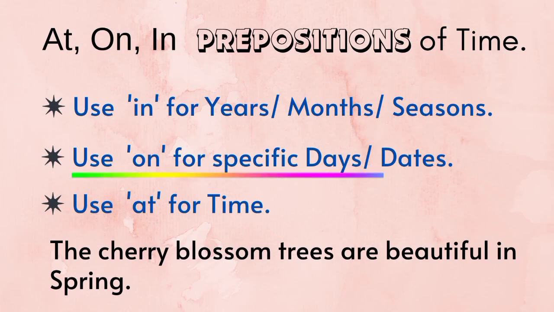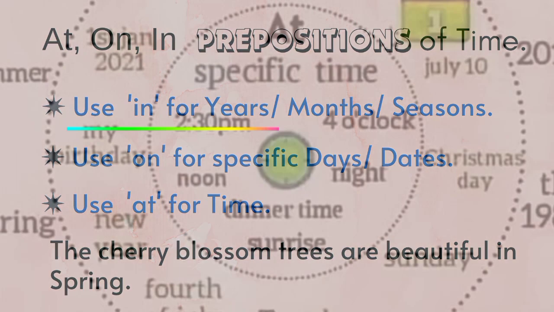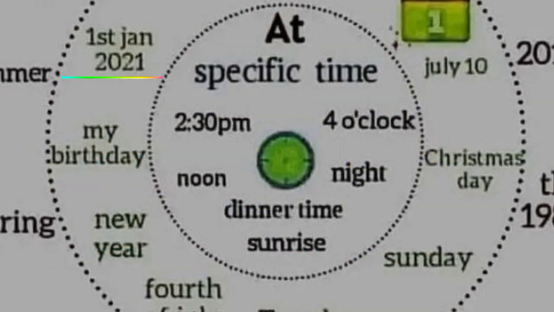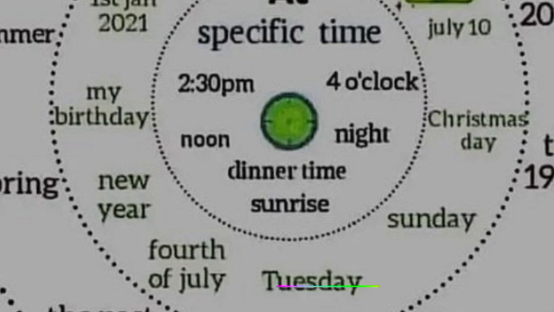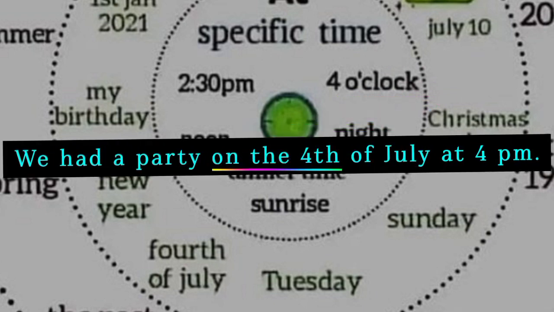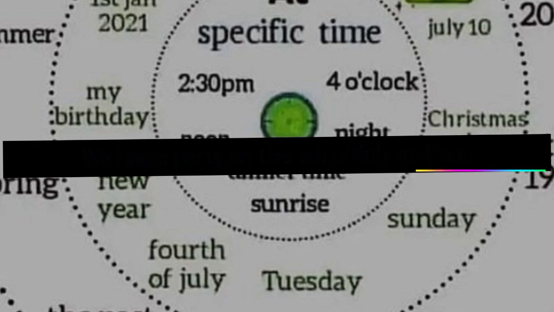On is used when we talk about days and dates. For example, on 1st of January 2021, on my birthday, on the 4th of July, on Tuesday, on Sunday, on Christmas Day, on July 10th. For example, we had a party on the 4th of July at 4 p.m.